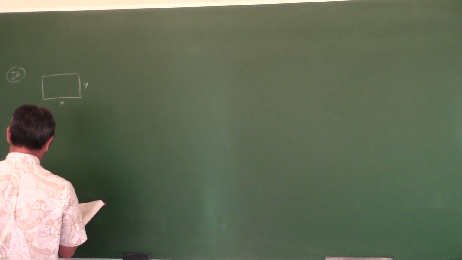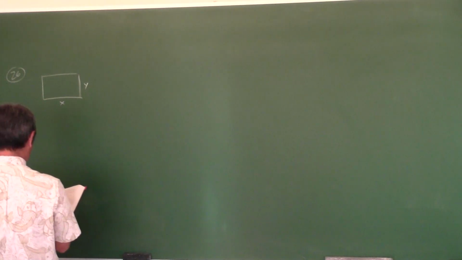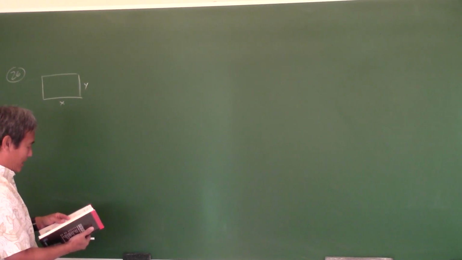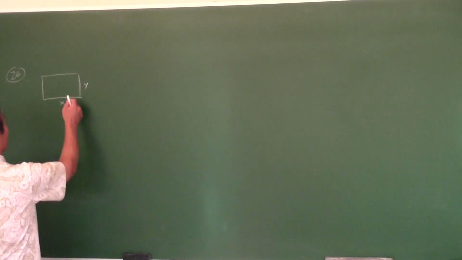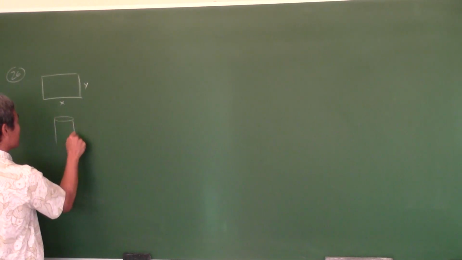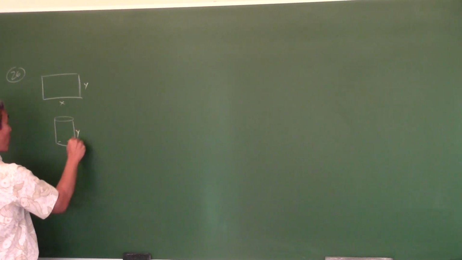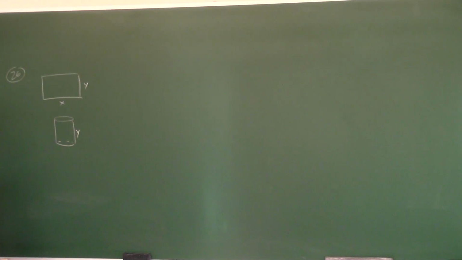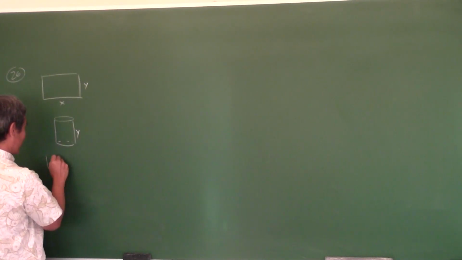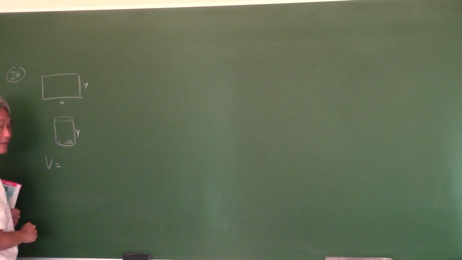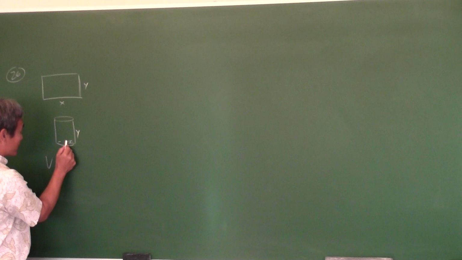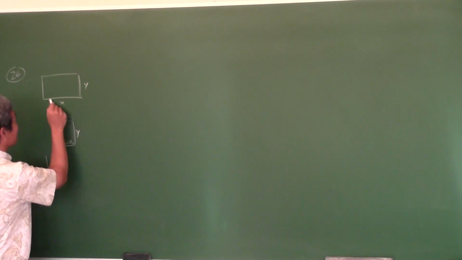Okay, it says you're gonna roll it into a cylinder. What values of x and y give the largest volume? So you're gonna start with a sheet of paper like this and you're gonna roll it into a cylinder like this. So isn't this y right there? Okay, and then so how do you figure out the volume of a cylinder? You need to figure out the radius right there. But how do you do that? Well, isn't the circumference of this circle on the bottom the same thing as that right there?